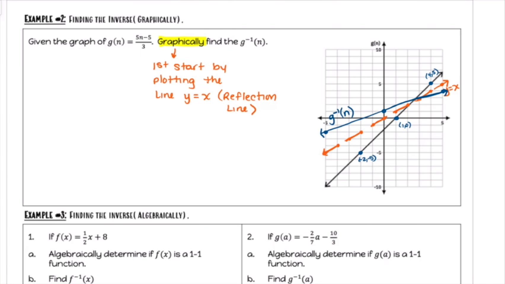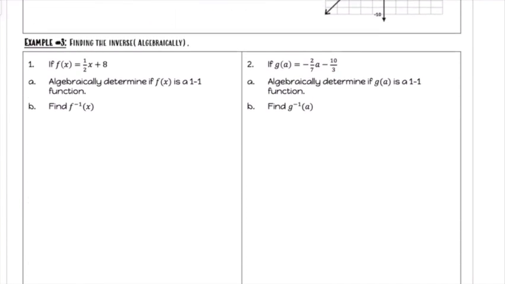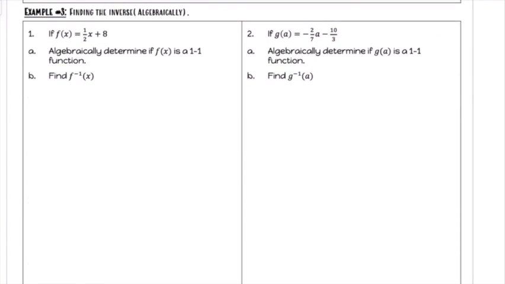All right, the last one. We are going to do the algebraic piece. So for question 1, we have our function f of x. I see it's a line. We want to start off by determining whether it's one-to-one. So I know that all linear functions are one-to-one, but to show this algebraically, we do f of a equals f of b, slowly getting a equals b.